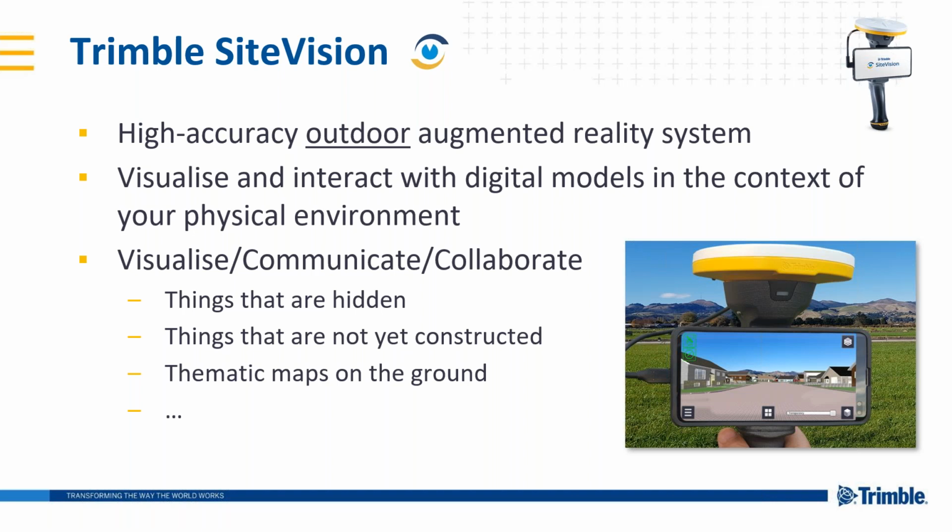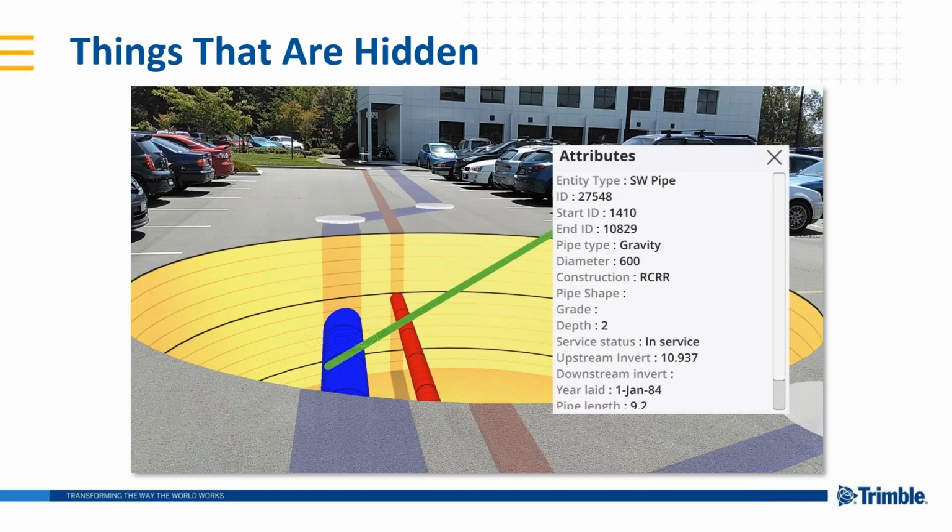Or it could be something else, something like a thematic map that's on the ground. And I like sharing some of these concepts with pictures. So we'll get into some more of the technical details soon, but I just wanted to share some pictures to start. So things that are hidden, one of the obvious examples would be underground utilities. And these shots that I'm showing are images from the SiteVision system being used out in the field. So here's an example of being able to view some underground utilities.